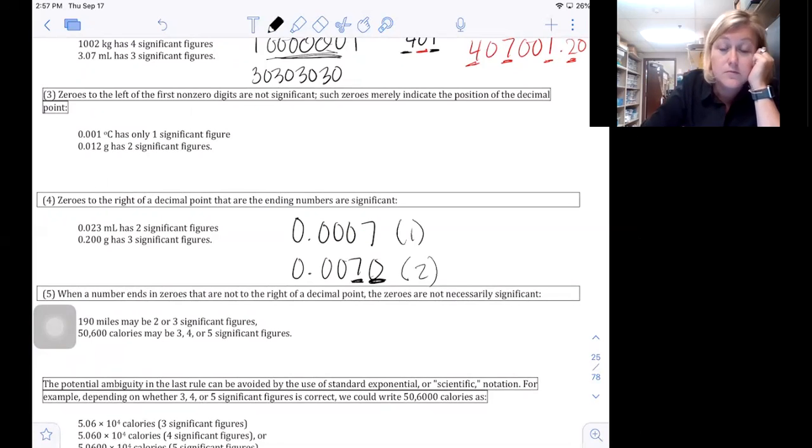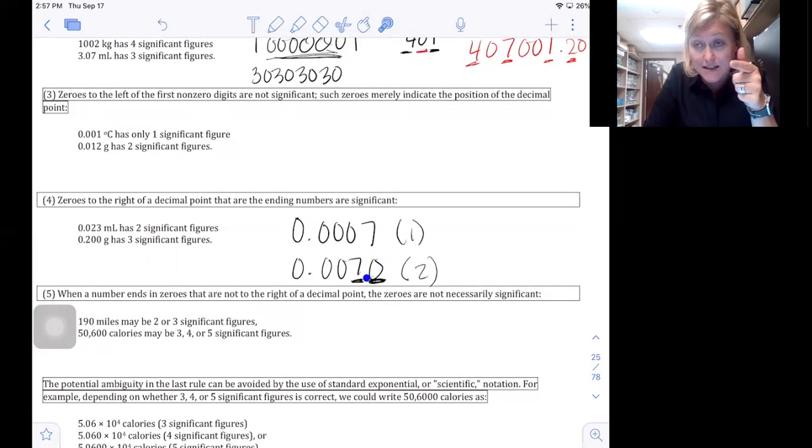Just 1. Okay, I'll say that again. It has to have a decimal, and it has to be the last 0. If you can't answer yes for both of those: does it have a decimal? Is the last digit a 0, meaning reading to the right, is the last digit a 0? You have to answer yes to both of those, and if you can, then it's significant.